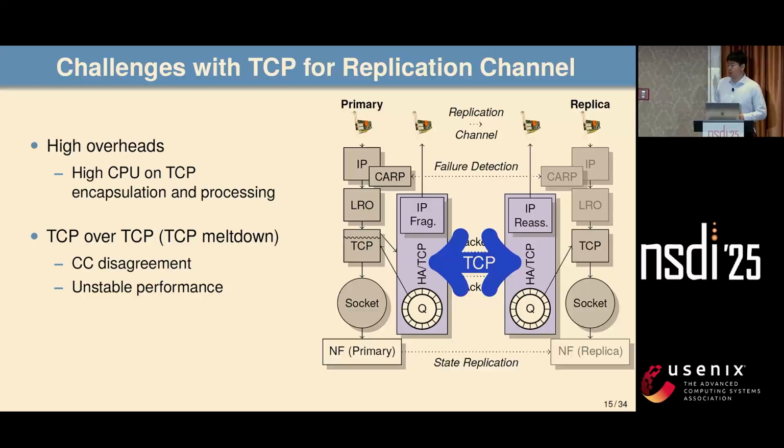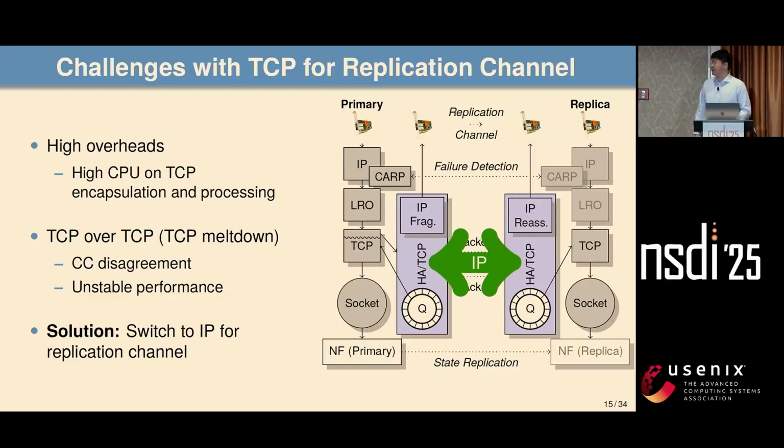To improve the throughput, we have to address 2 challenges. First, high overheads. Experimentally, we're seeing high CPU usage on the TCP encapsulation and processing. Second, we're hitting the TCP over TCP problem, also known as the TCP meltdown problem, where the congestion control algorithms may disagree with each other and cause performance instability. To solve this problem, we decided to switch to the IP protocol for the replication channel.